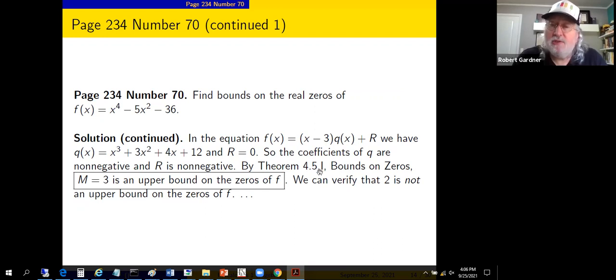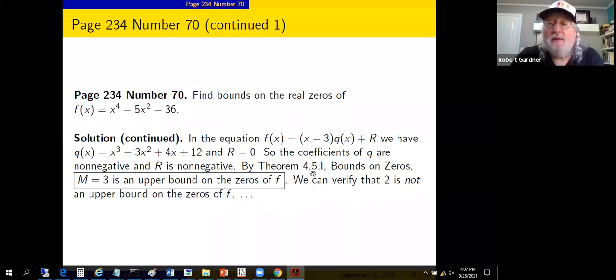Under those conditions, theorem 4.5.1, bounds on zeros, the first part, the part that was a little less unwieldy, says capital M is an upper bound on the zeros. Coefficients of q are non-negative and the remainder is non-negative. This is an upper bound on the zeros. Can you do better than that? Probably 4 is an upper bound as well. But 3 is a good upper bound because it's smaller than 4. What you do is try 2 and see if you can find a lower upper bound to more isolate where the zeros are.